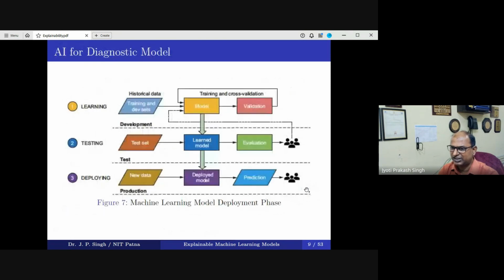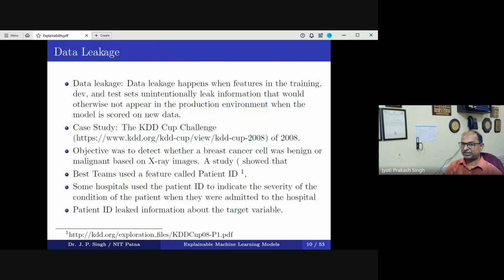Now this system is running, good. But is there any problem in this system? The question is: is this system foolproof? Is it good enough? Can it be deployed or used this way in a medical setting? The answer is probably no right now. Why? The problem is like this.